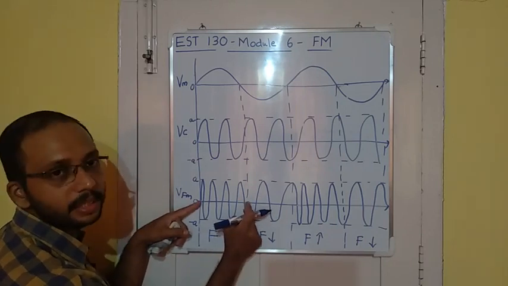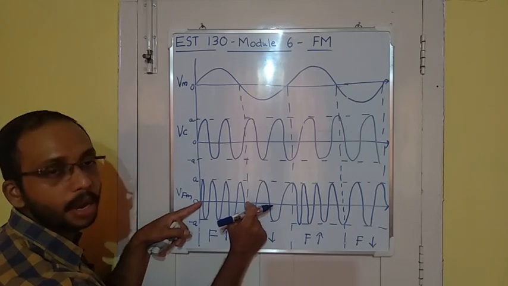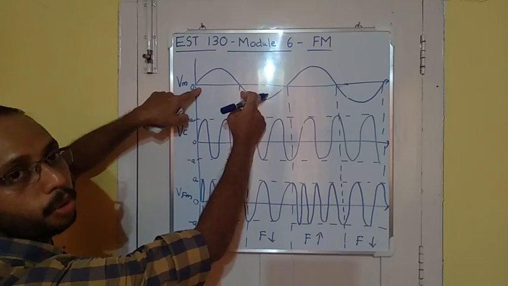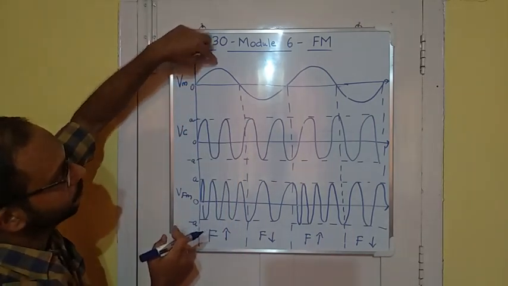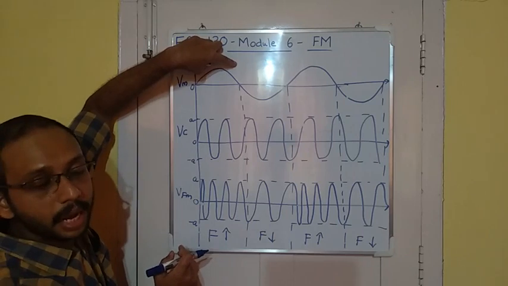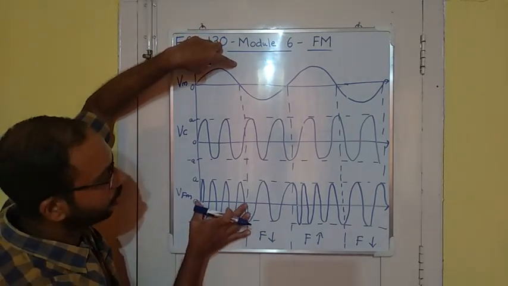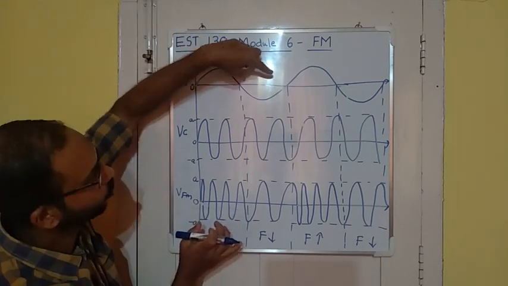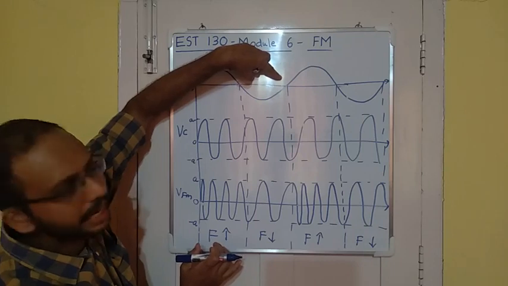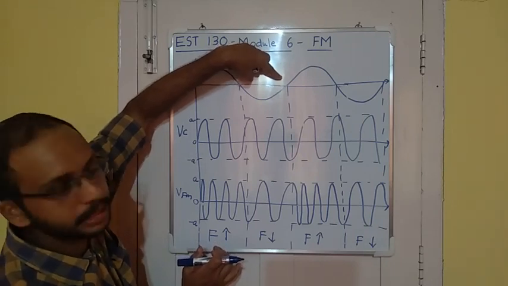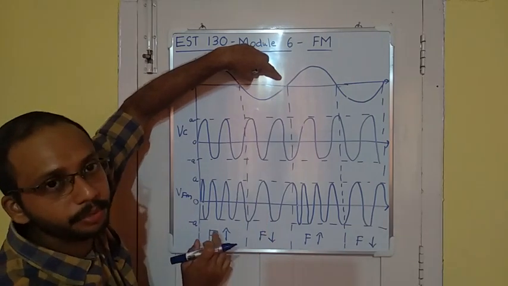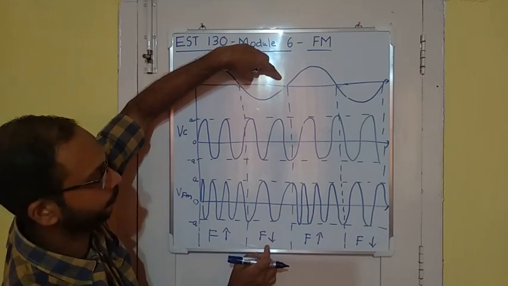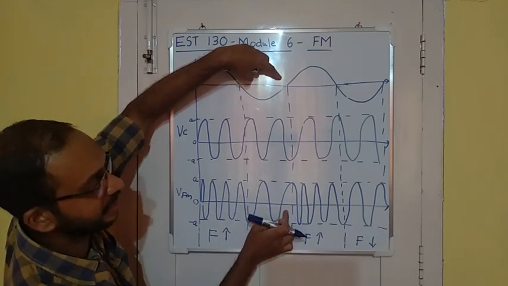So the time period decreased means frequency increased. So in this portion corresponding to the positive half cycle of the modulating signal, the frequency increased. That means the time period decreased. Let's see the negative half cycle of the modulating signal. During this part, that means during the negative half cycle of the modulating signal, the frequency decreased. So you can see the time period is increased in this portion.